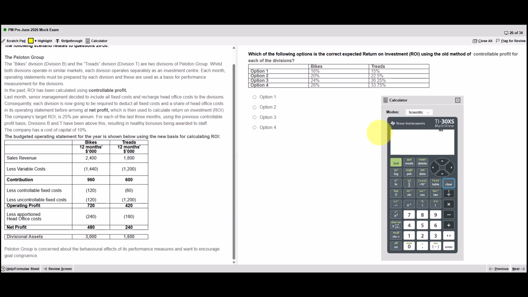So we want to do the ROI calculation using the old method. As every answer is different, we probably just need to do it for one or the other. If we want it to be efficient, let's look at bikes. So they used to use controllable profit, which is the contribution of 960, and we subtract the controllable costs, is 840, and divisional assets of 3000, gives 28%, which is option 4. We can use the other one to check. Contribution is 600, minus the controllable fixed costs gives 540, and divisional assets are 1600, 33.75.